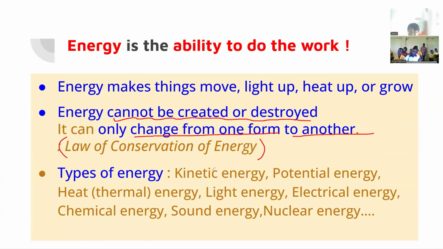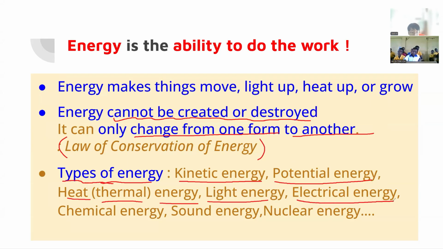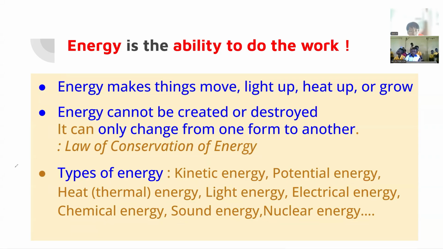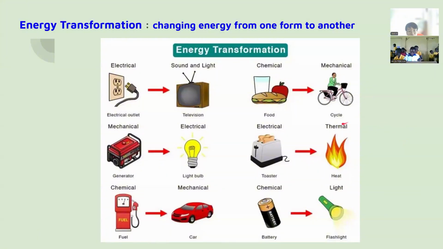And there are many different types of energy. But here I listed some examples. Things like kinetic energy, potential energy, heat energy or thermal energy, light energy, electrical energy, chemical energy, sound energy, nuclear energy. All of these are different types of energies. And this is not the end of the list. There are many, many more types of energy. But remember how energy transforms from one form to another. Regardless of what type of energy it is, it can always transform from one to another.